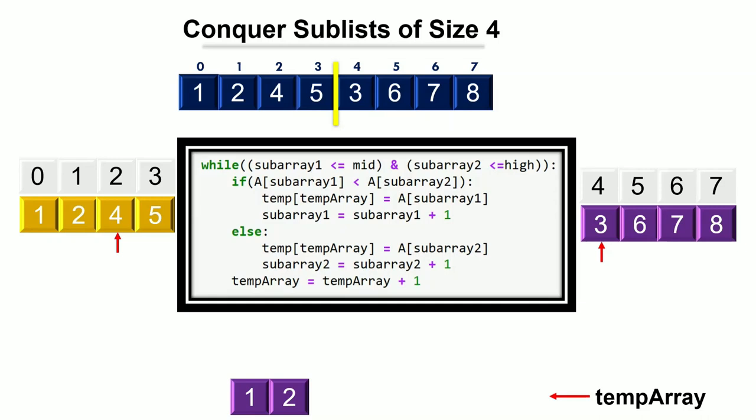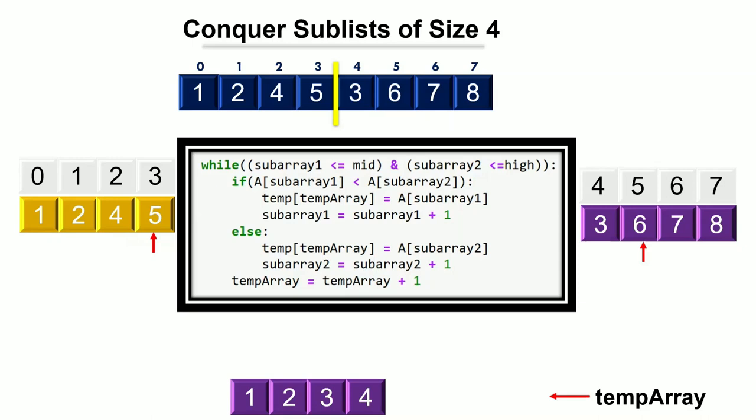In other words, the value in subarray 1 is 2, but subarray 2 still remains at the position 4. Now 4 and 3 are checked. 3 is smaller. Now that 3 is written, subarray 2 is equal to subarray 2 plus 1, which is now the value 5. At the position 5, we have 6. The smaller value is 4, and so 4 is written into the temporary array, and the value in subarray 1 changes from 2 to 3.